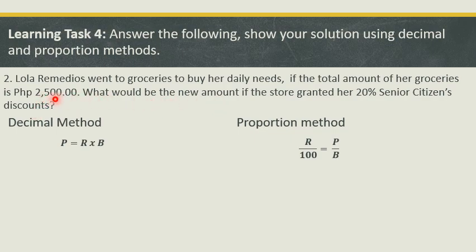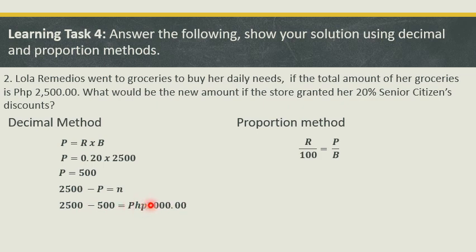Okay? So, ang 2,500 is yung total, yung base natin. 20% is our rate. So, yan. So, ang 20% magiging 20 hundredths. Tapos, ang base natin is 2,500. Kapag multiply, the answer will be 500. Ito ay yung discount pa lang. Ang tinatanong kasi is, magkano yung kanyang bagong babayaran kung nabawasan na siya ng 500. So, minus lang natin yung 500 dun sa total natin. So, 2,500 minus 500 will be 2,000 pesos. So, ito yung babayaran ni Lola Remedios, kasi nabawasan na siya ng 20% gamit yung kanyang senior citizen discount.